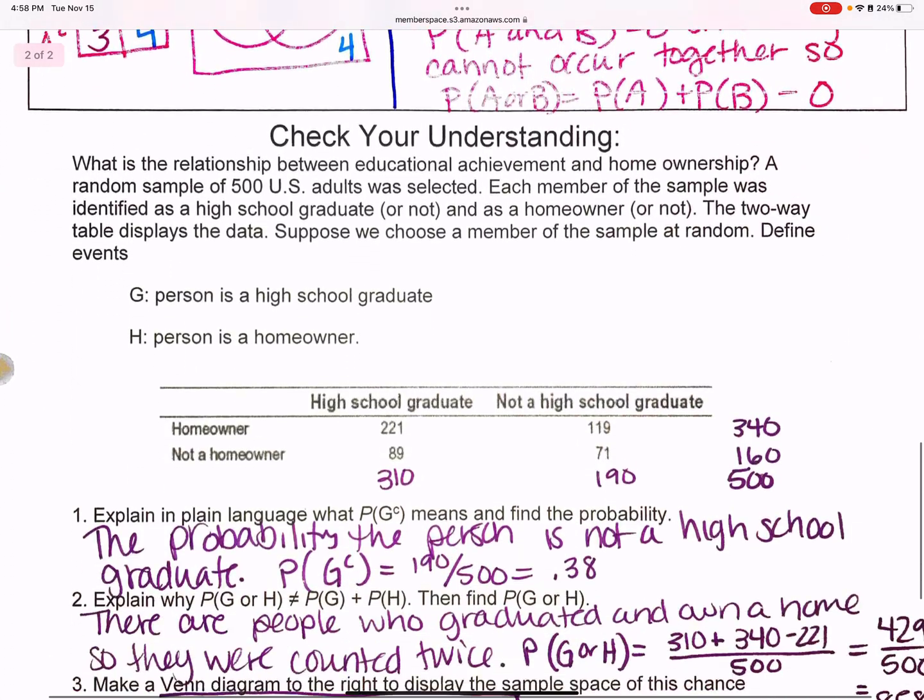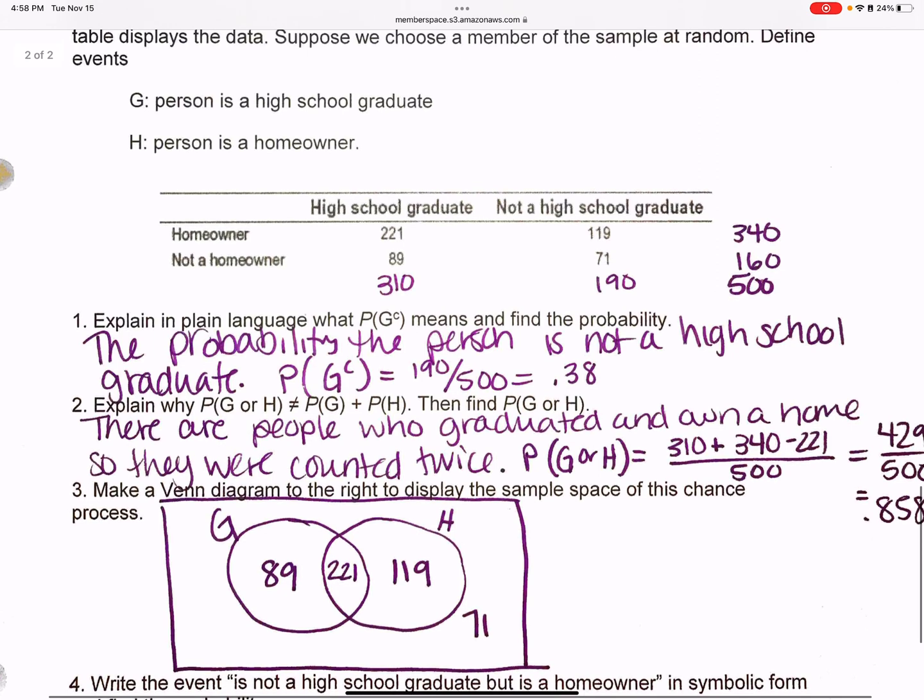For check for understanding, sometimes they don't give you the totals and you need to go ahead and add up the totals, and so that's what I did. And then for number 1, explain what P of G complement means and find the probability. Well, the little c means the complement. It means one that is not. And G means graduate, so it's just looking for the complement of the graduates, those that did not graduate. So since I look and I see graduates, and that is going to be 310 out of 500. Those that did not graduate are the opposite, which is 190 out of 500, which is 38%.